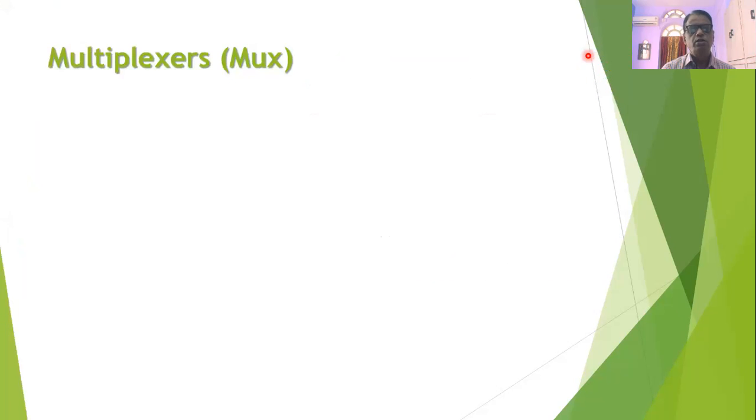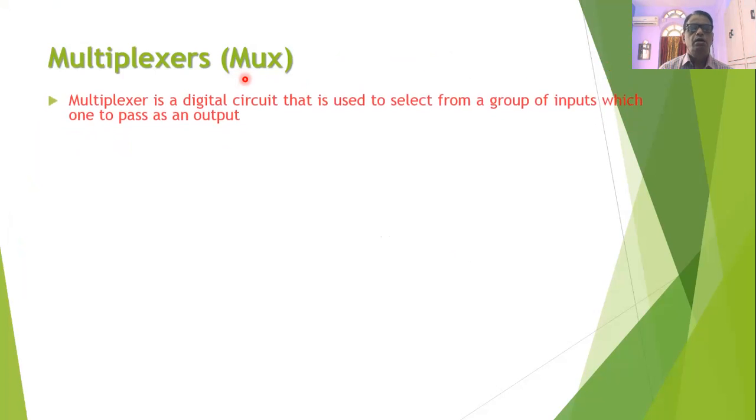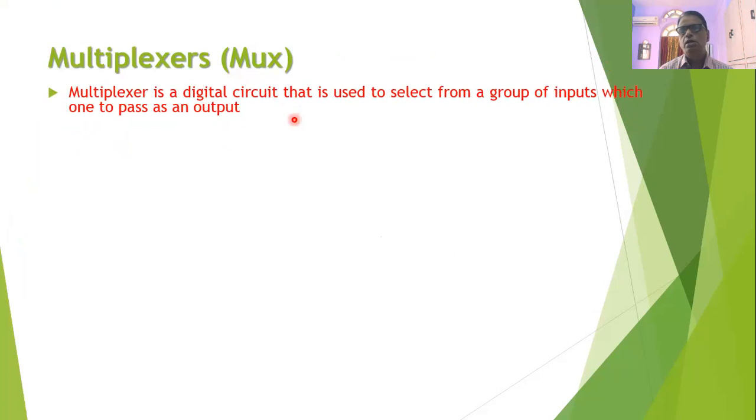So let us start the session with the question: what do we mean by multiplexer or MUX? A multiplexer, you can say, is a digital circuit. It is a combinational circuit that is used to select from a group of inputs. Whatever input is selected, that input is passed to the output. So a multiplexer has many inputs and only one output. So a multiplexer is also called many into one.